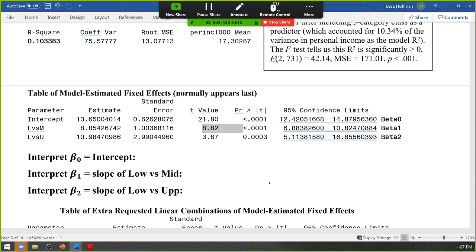A t of 8 is way far on the right-hand side into unexpected territory. A t of 8 would be found less than 0.01% of the time if, in reality, the slope were 0. So this is strong evidence that the slope is not 0. We reject the null hypothesis. The slope is statistically significant.